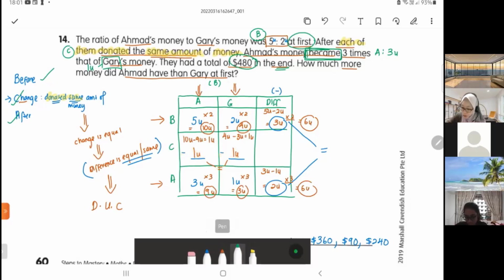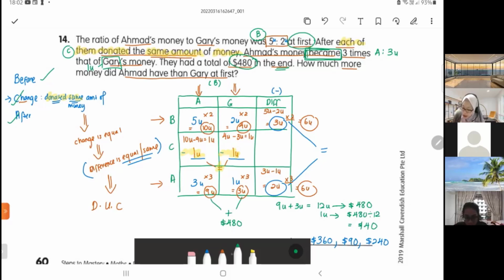Yes. Next. The total that they had in the end is $480. So we look at Ahmad's total and Gary's total together, which gives you 480. So 9 units plus 3 units equals to 12 units, representing $480. 1 unit will be 480 divided by 12, and I will get $40.